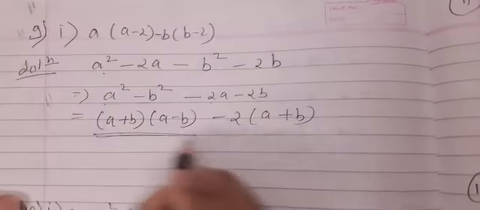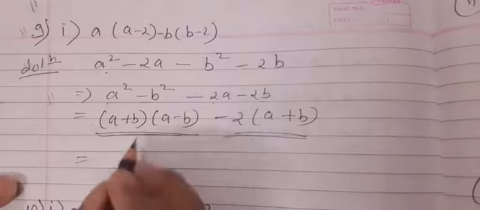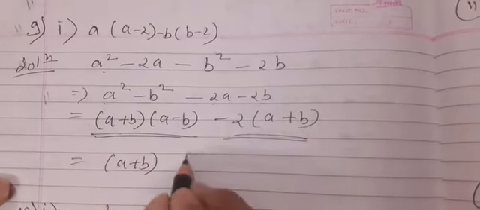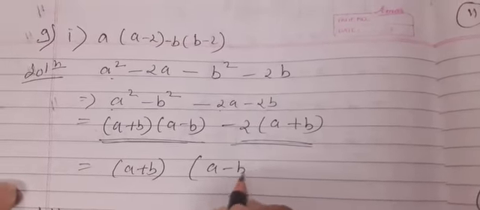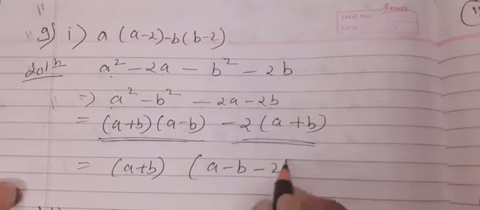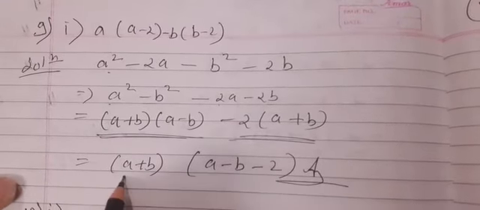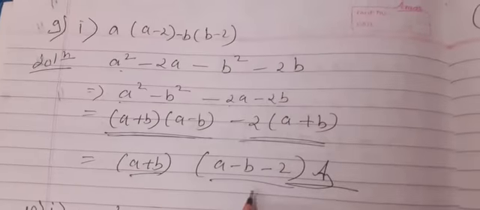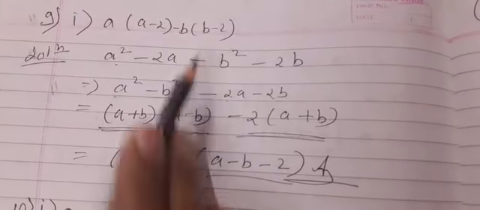Now you see there are two groups, this and this. From both the groups, what can I take as common? a plus b. Okay, so what is the remaining thing? Here is a minus b minus 2. These are the two factors. The first one is a plus b and the second one is a minus b minus 2. So these are the two factors of the given algebraic expression.